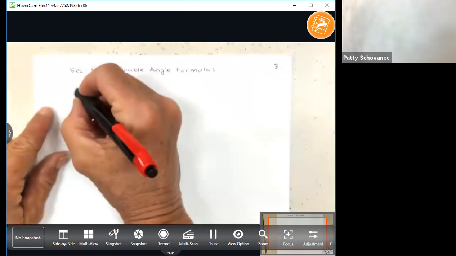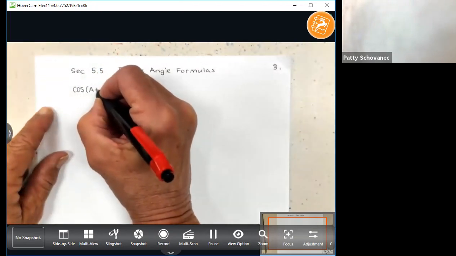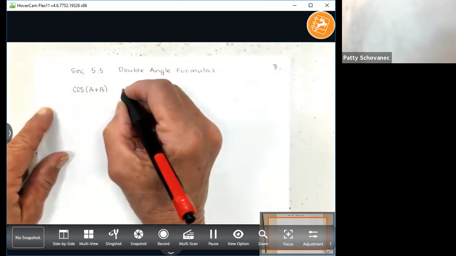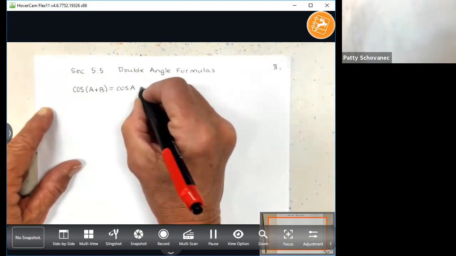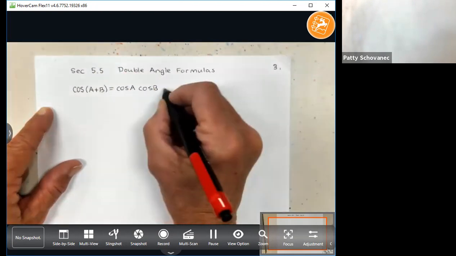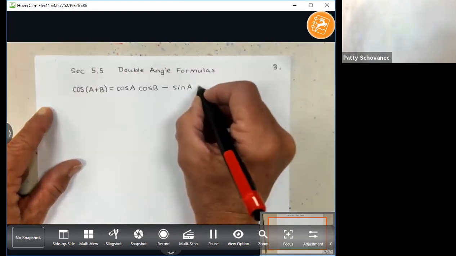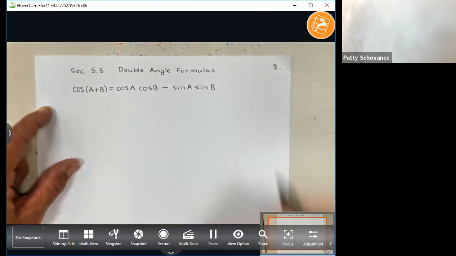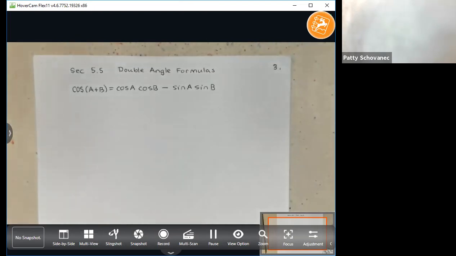And so I'm going to start with the formula that we have from before. The cosine of a plus b looked like cosine a, cosine b, but the cosine formula had a minus in between: sine a, sine b. I'm going to use that, change every b to an a, so that I have the cosine of a plus a, where a plus a is 2a.